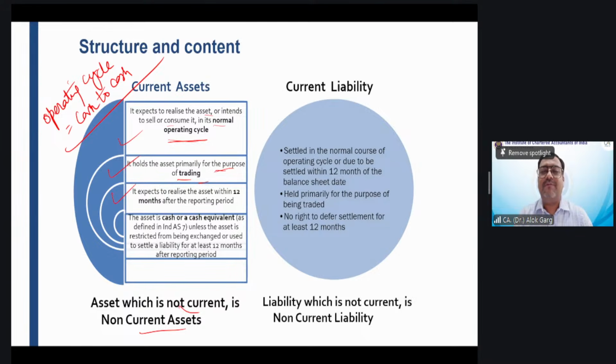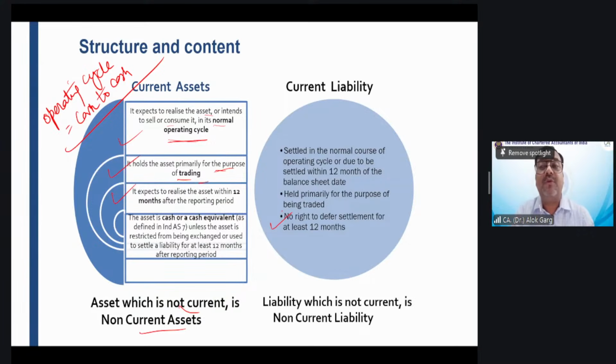And you know the concept for the liability is no right to defer settlement for at least 12 months. If the customer comes for the purpose of refund, the electricity board has to make a refund. So they don't have any right to defer the settlement beyond 12 months.